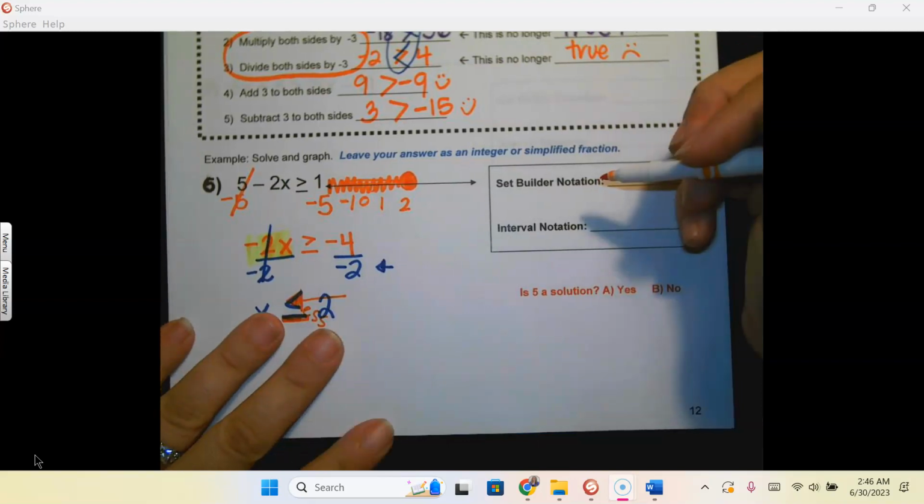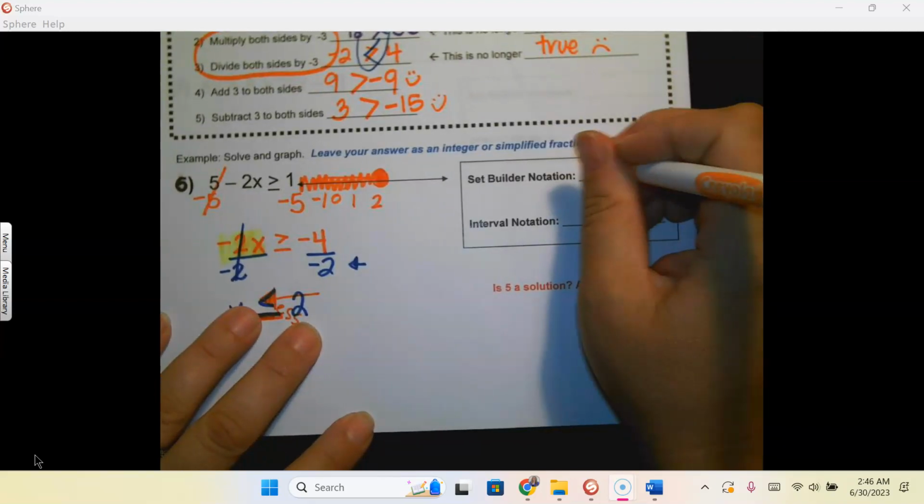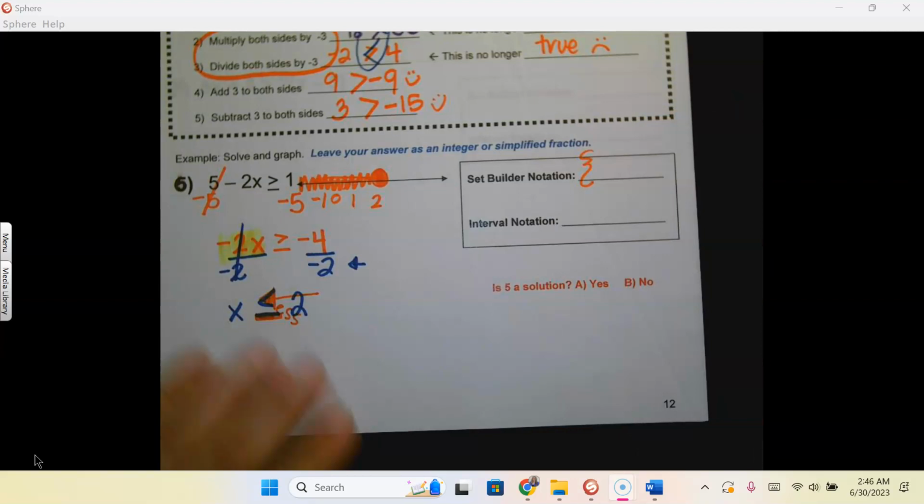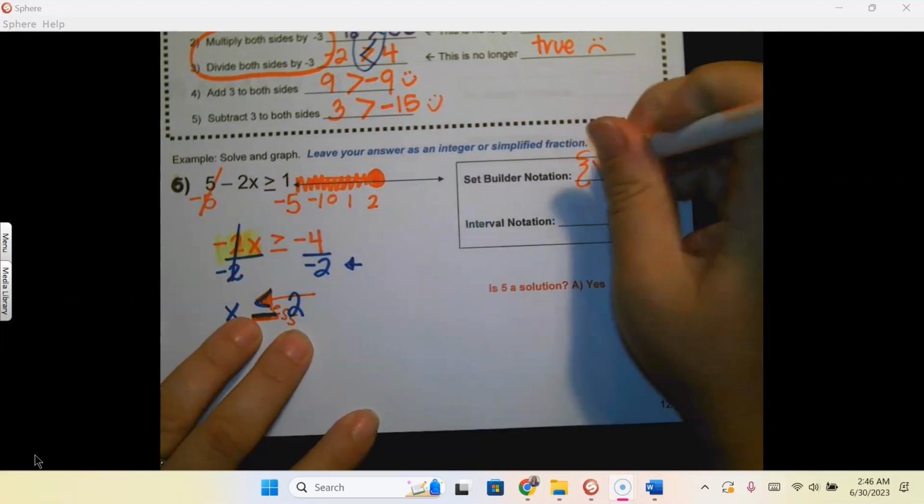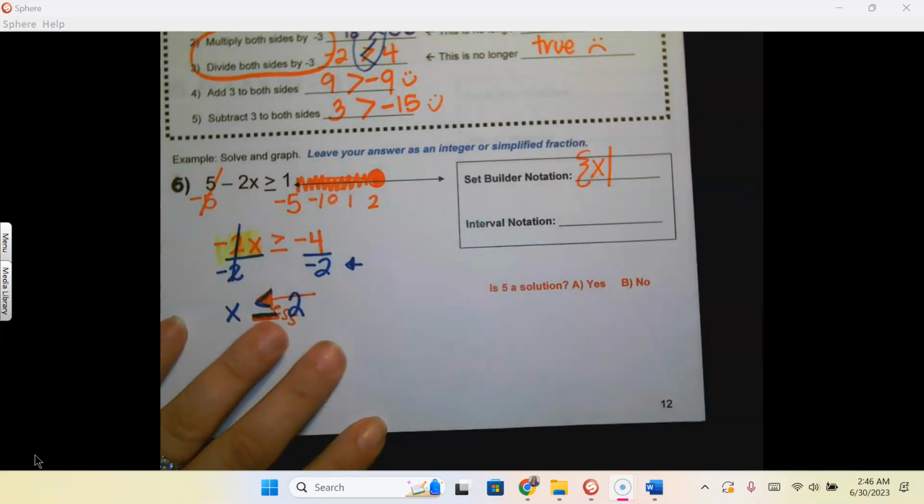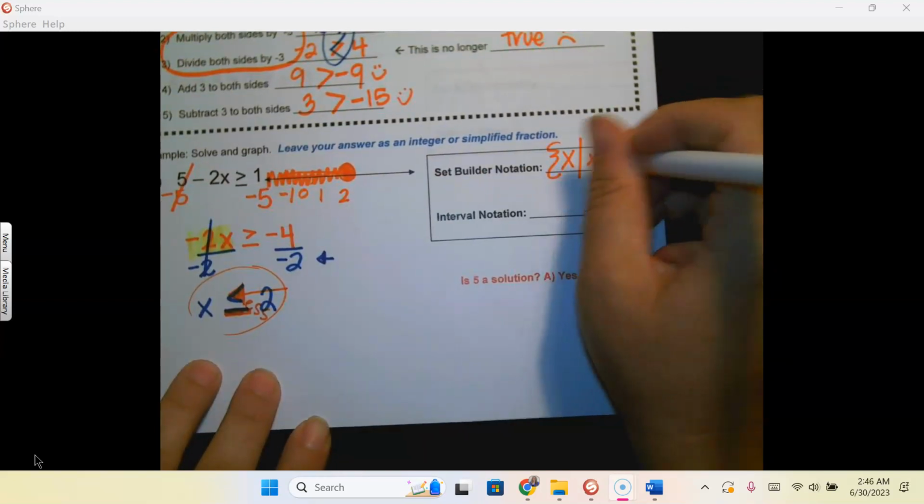Okay, then it wants us to write our answer in set builder notation. Set builder is where we have the curly bracket and the variable in the problem is x, and then we put a vertical line. That means such that. And then we're just going to write our answer right here.